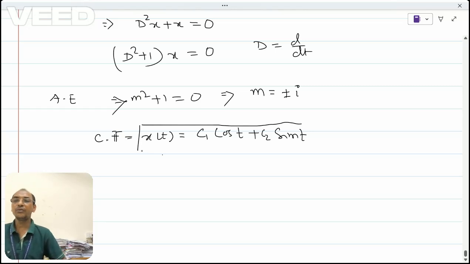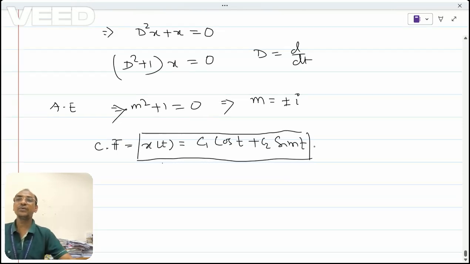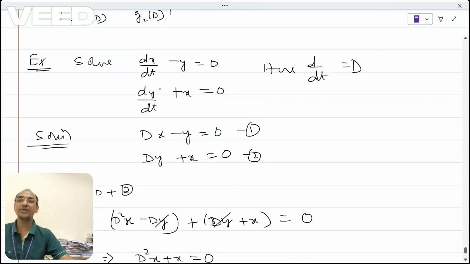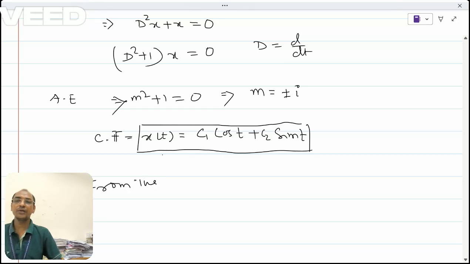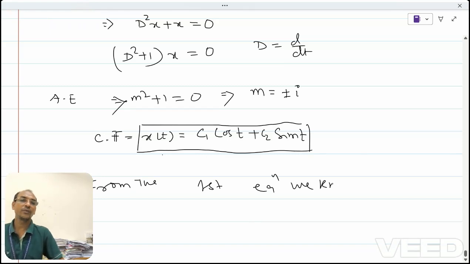Now how to find the value of y? From the first equation, we know dx by dt minus y equal to 0. That means y equal to dx by dt.